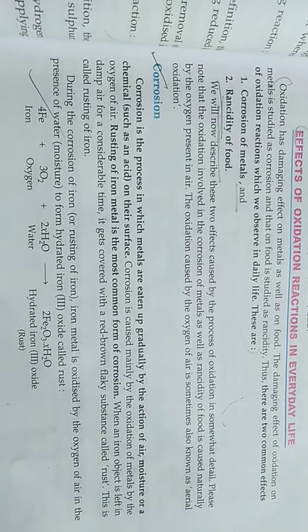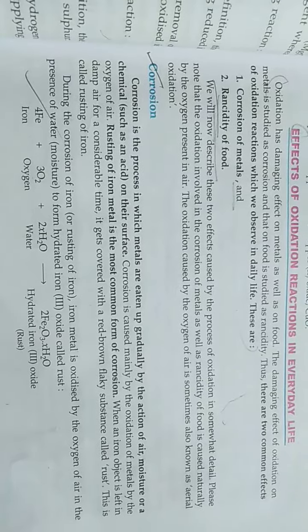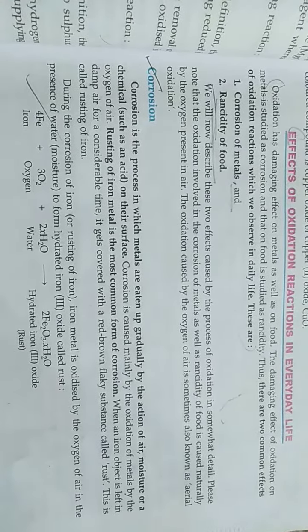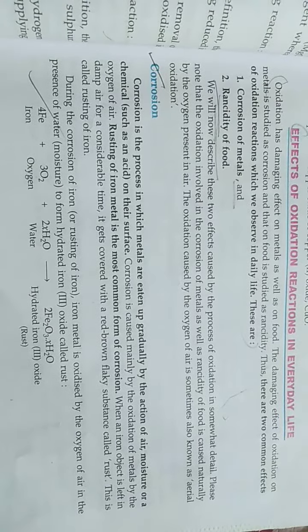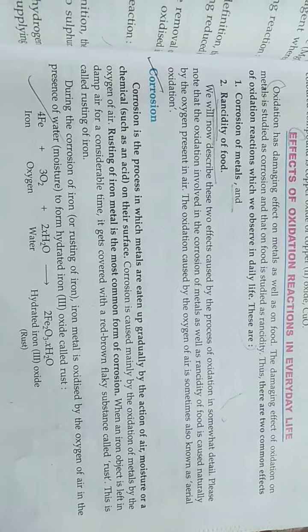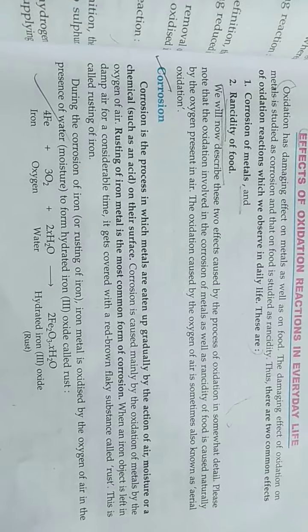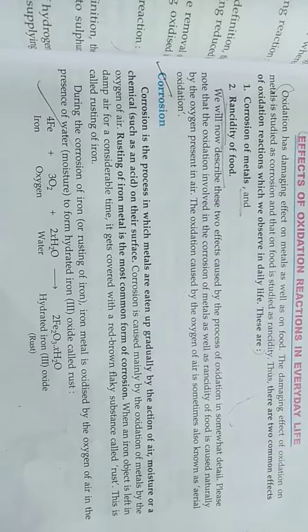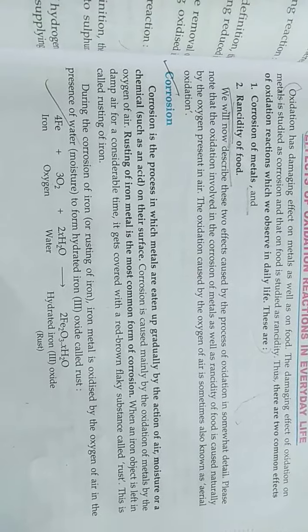So, in our everyday life, oxidation has a damaging effect on metals as well as on food. The damaging effect on metal is studied as corrosion, and that on food is known as rancidity. Thus, there are two common effects of the oxidation reaction which we observe in our daily life. The first one is the corrosion of metals, and the second one is the rancidity of food.